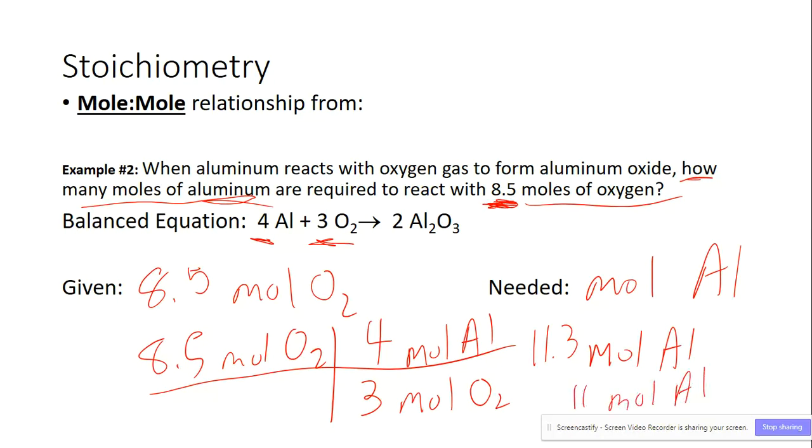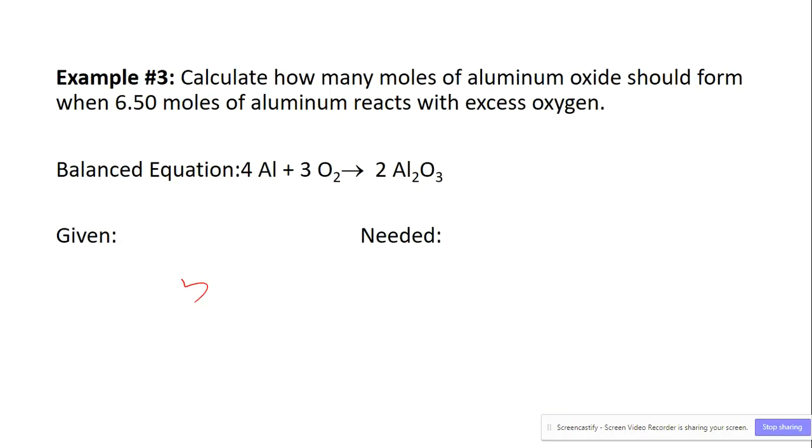Now, I'm not going to crush you for that right now. I just want to bring it up because it is still important that how accurately you measure something will determine how accurate your answer is. And these numbers here from the balanced equation are infinite significant figures. That is exactly 4 moles or 4 atoms of aluminum that reacts with exactly 3 atoms or 3 moles of oxygen. So they will not determine your significant figures.